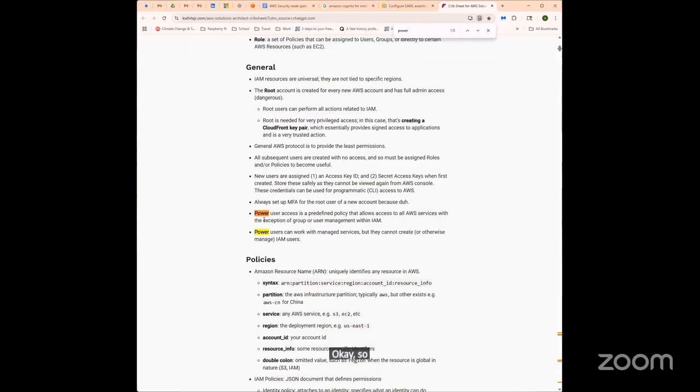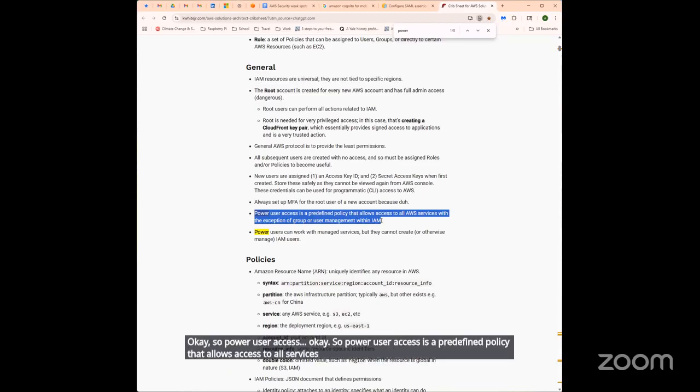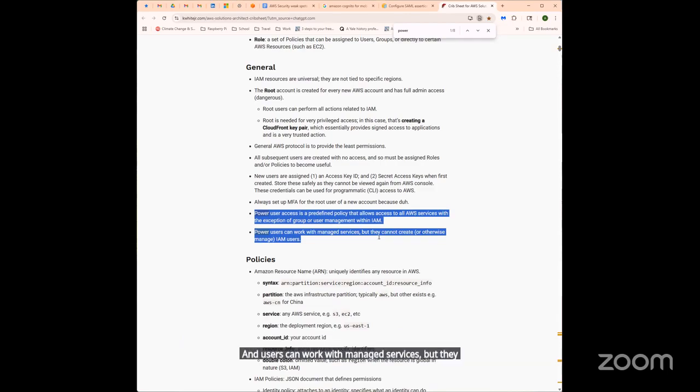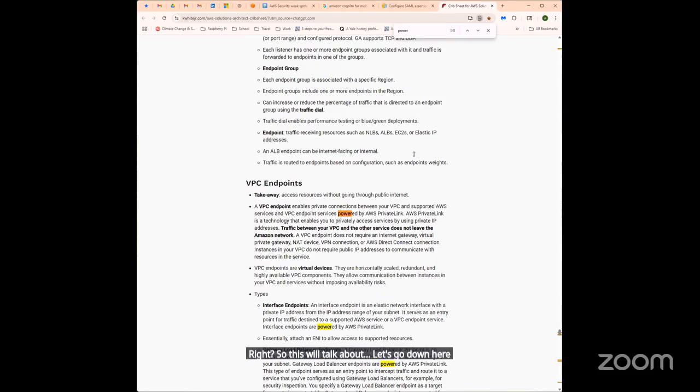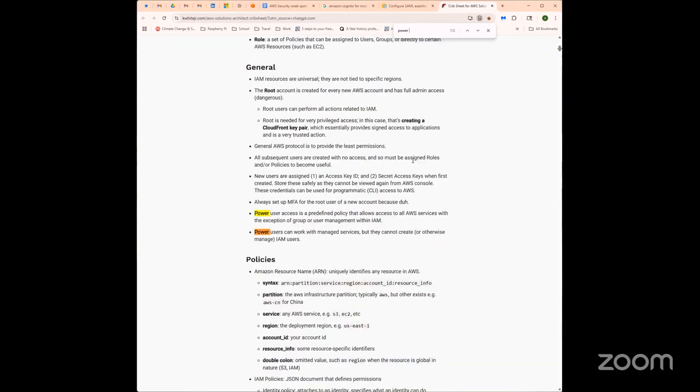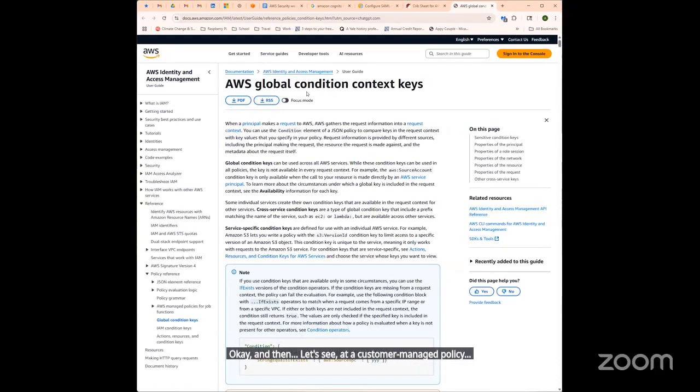Okay, so power user access is a predefined policy that allows access to all services, with the exception of group or user management. Users can work with managed services, but they cannot create IAM users. This gives you a little bit of a taste of what this can do, right? Let's go down here. And then let's see, add a customer managed policy. Okay, global context.